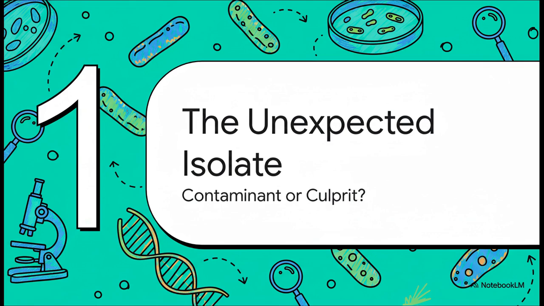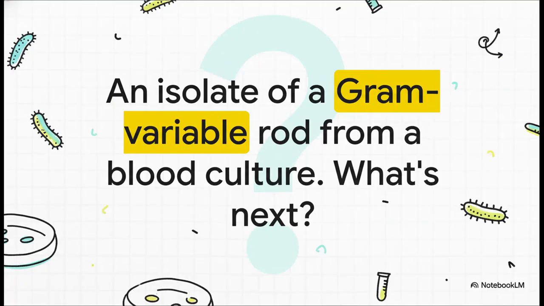Let's kick things off with a scene we've all experienced. You've got a weird organism growing in a really critical sample, and the first question that hits everyone's mind is always the same. Is this the real deal, or is it just a pesky contaminant? So, picture this. A gram variable rod shows up in a blood culture.